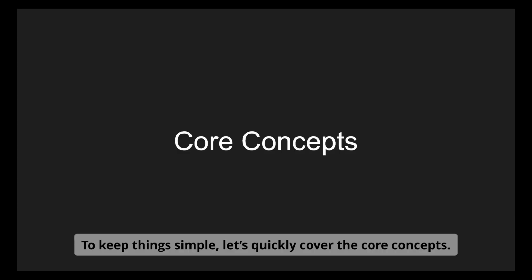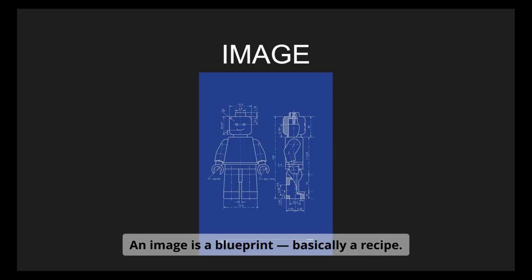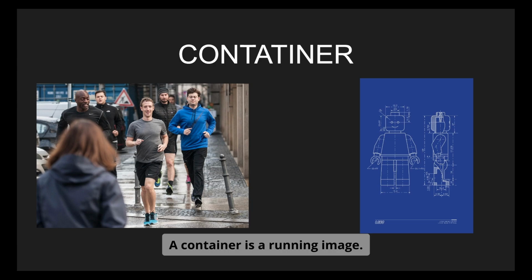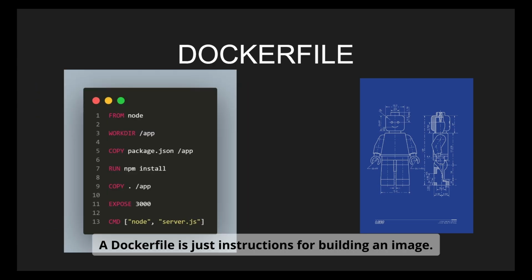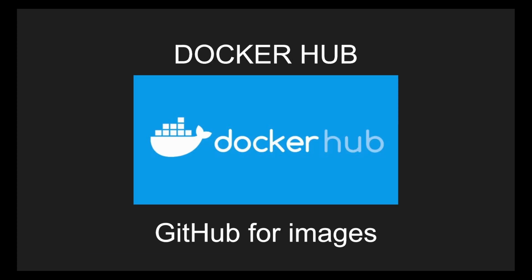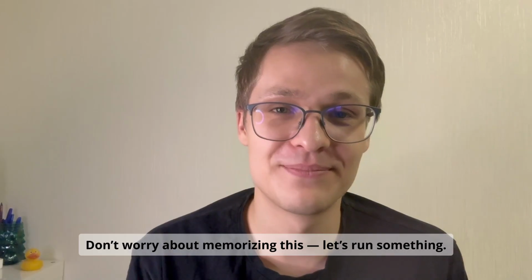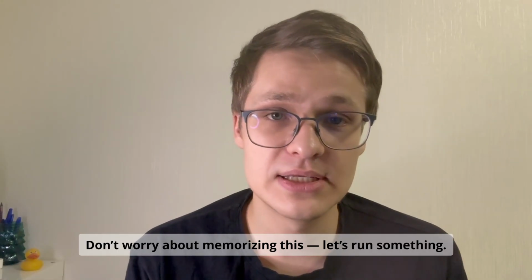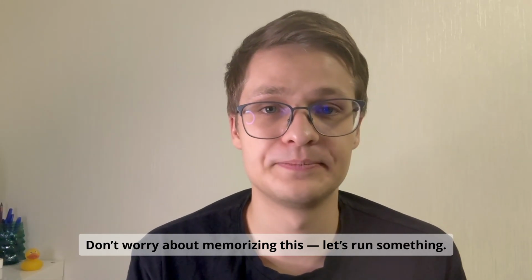To keep things simple, let's quickly cover the core concepts. An image is a blueprint, basically a recipe. A container is a running image. A Dockerfile is just instructions for building an image. Docker Hub is like GitHub but for Docker images. Don't worry about memorizing this, let's run something.